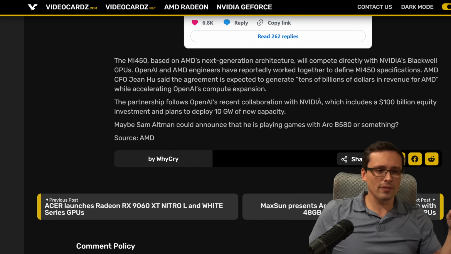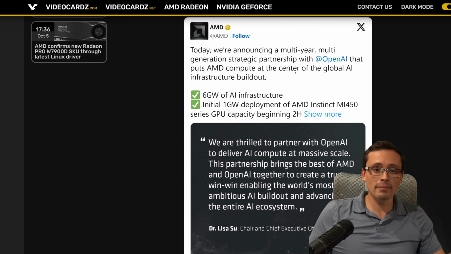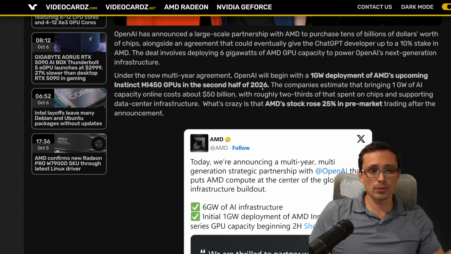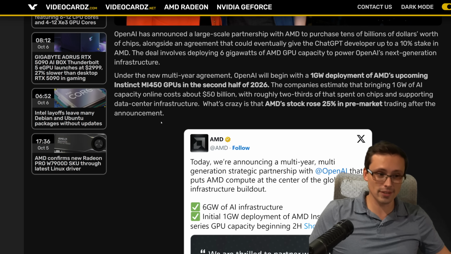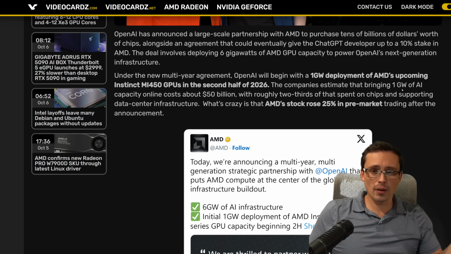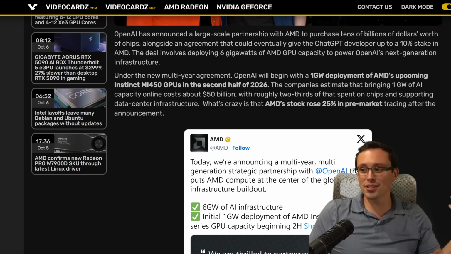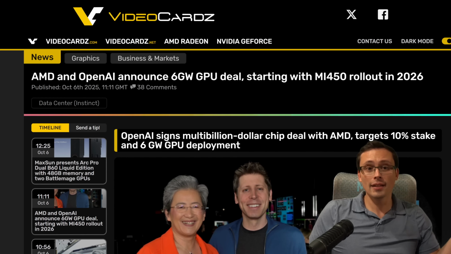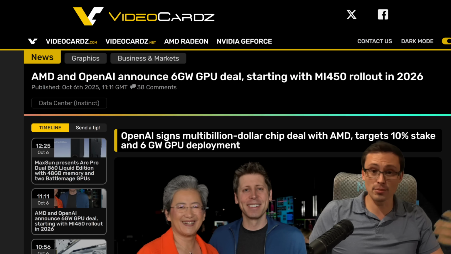this could be a very significant amount of money. This is many, many, many billions of dollars. That's second half of 2026 probably for when the first gigawatt will be deployed. And also, this is clearly showing that investors are liking this. AMD's stock rose 25% in pre-market trading after this announcement. Anyway, now 1 gigawatt of AI capacity online costs about $50 billion. So these are huge investments that we're talking about here. So anyway, that's good stuff for the future of AMD's revenue and all of that.